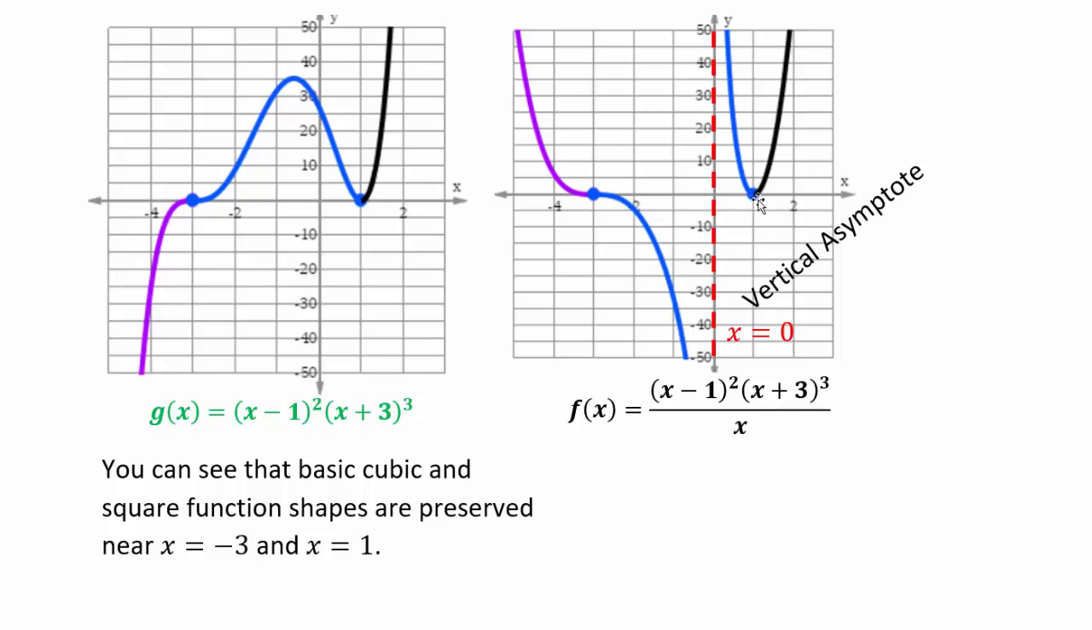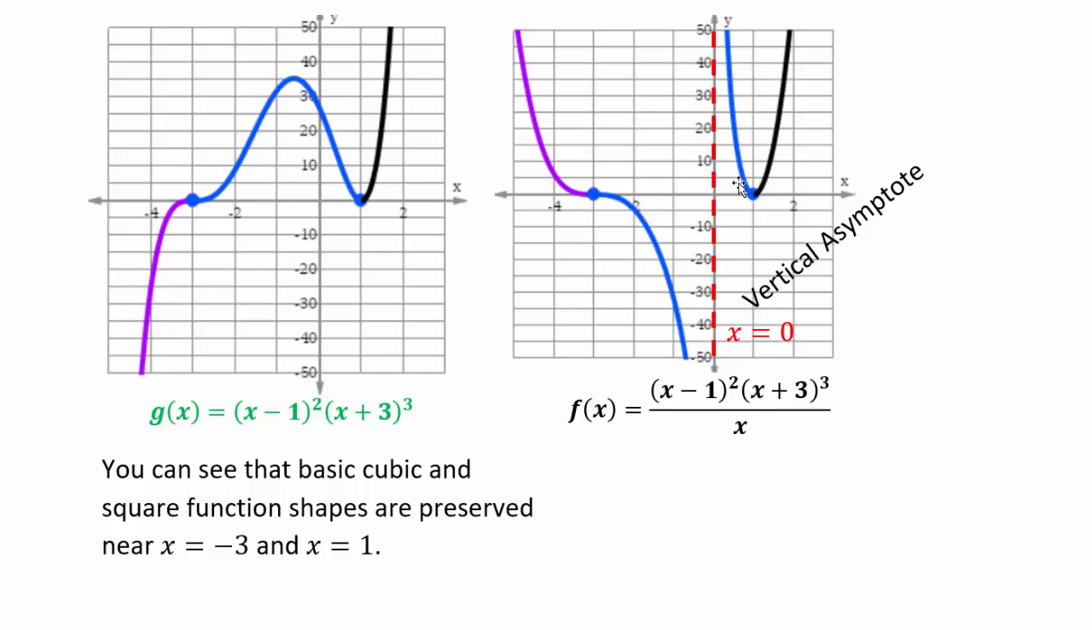And at x equals 1, it preserves the parabolic nature of the original polynomial function. So the question, what properties of the numerator function are preserved, is answered here. As long as the denominator does not override the numerator power, which means the denominator power is smaller than the numerator power, the basic shapes from the numerator polynomial are preserved.